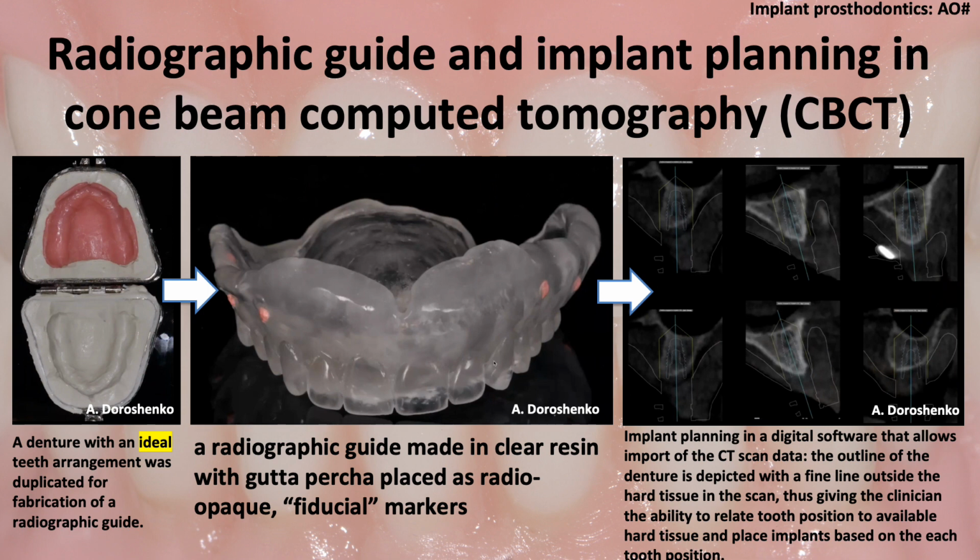The important part here is that the denture that Dr. Doroshenko duplicated is an ideal denture where the teeth arrangement is exactly where you want the teeth to be in terms of occlusion, in terms of aesthetics. Based on that idealized teeth arrangement, we are planning the implant position ideally, hopefully, especially if there's good harmony between the available hard tissue and where the teeth have been idealized by this denture.